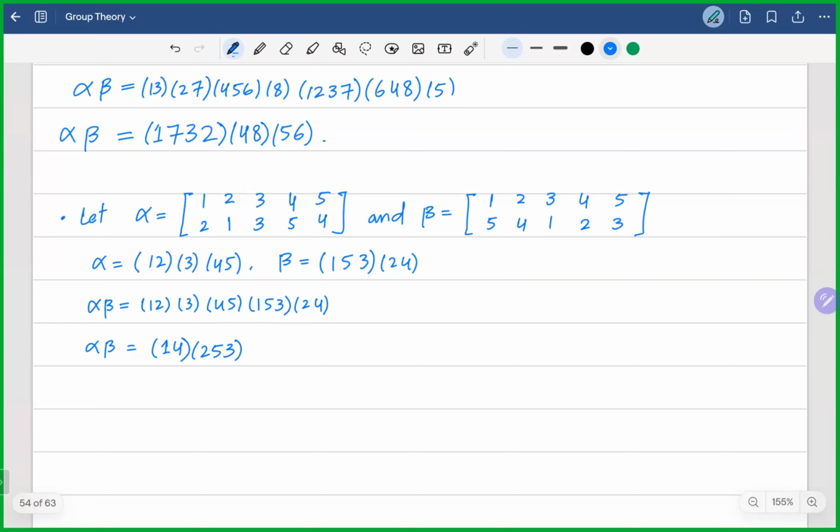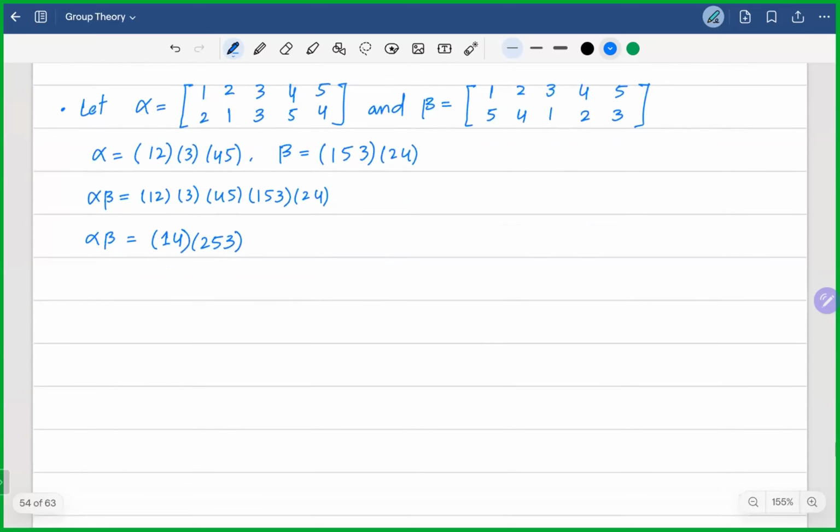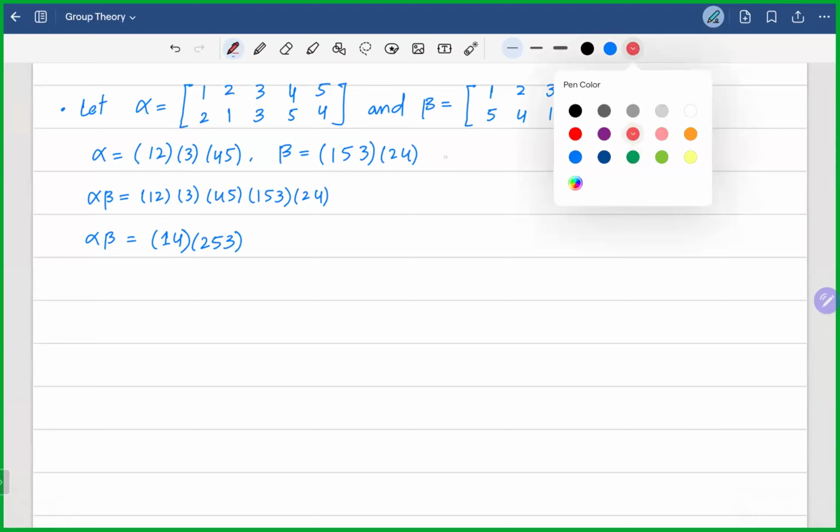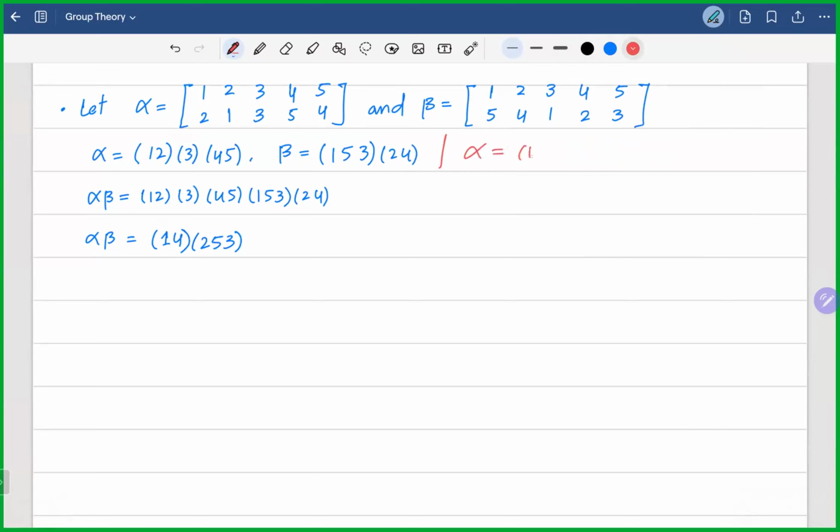So, one final remark about cycle notation is that mathematicians prefer not to write cycles that have only one entry. And in this case, it is understood that any missing element is mapped to itself. Now, with this convention, the permutation alpha can be written as 1, 2, 4, 5.